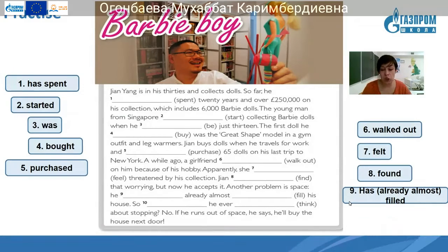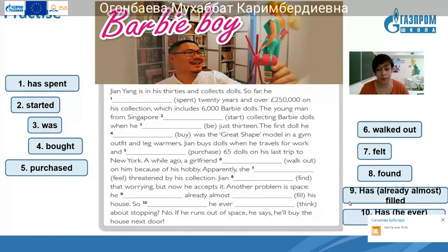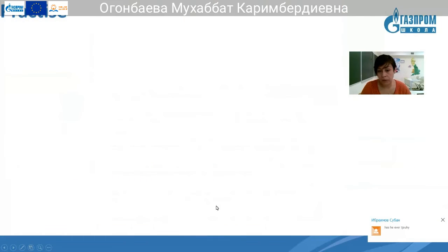His house. So it's a question. Has he ever thought about stopping shopping? So it's an abstract question. No, he runs out of space. He says he'll buy the house next door if he runs out. Yeah, perfect. Has he ever thought? Yeah, very good.